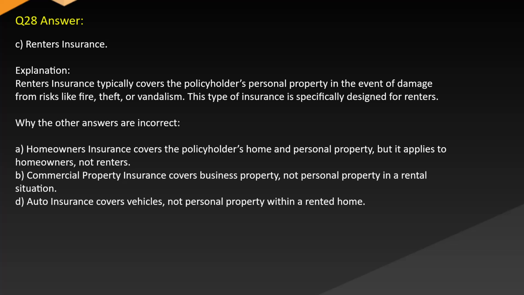Why the other answers are incorrect. A. Homeowner's insurance covers the policyholder's home and personal property, but it applies to homeowners, not renters. B. Commercial property insurance covers business property, not personal property in a rental situation. D. Auto insurance covers vehicles, not personal property within a rented home.